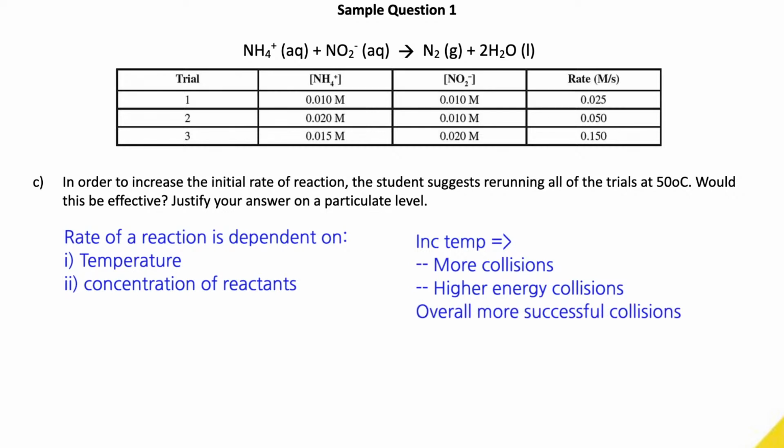Okay, or I should say more product, but actually a higher rate. More successful collisions means a higher rate of reaction. So that is how the student is justified, and this is how you can justify your answer as well. Okay, pretty cool.